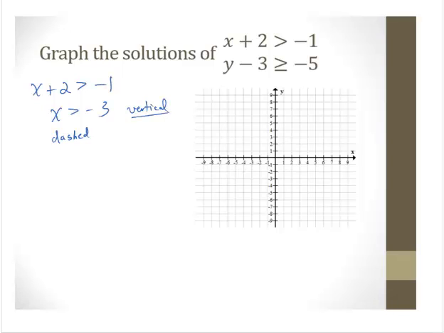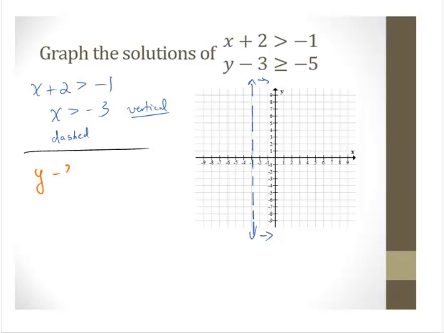So where is x equal to -3? And we'll draw a dashed line there. Where is x greater than -3? Well, that would be to its right. So if this were an individual inequality, I would be shading to its right. Similarly now, let's work with the other inequality.